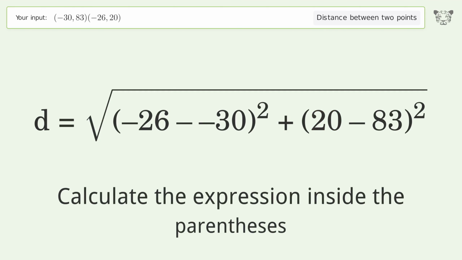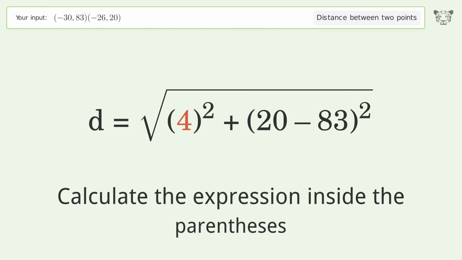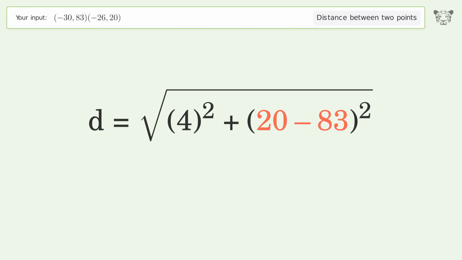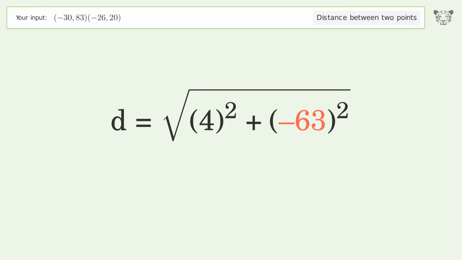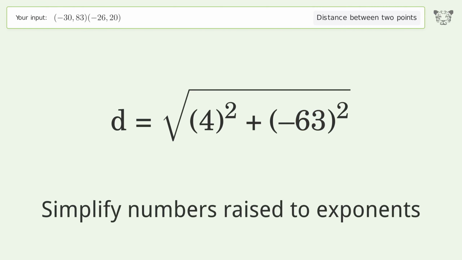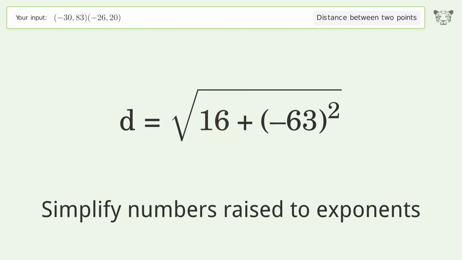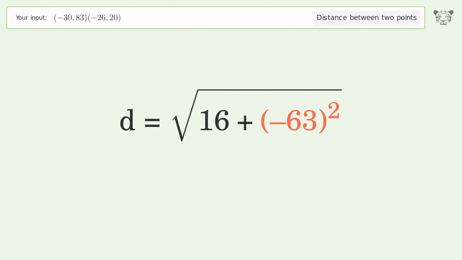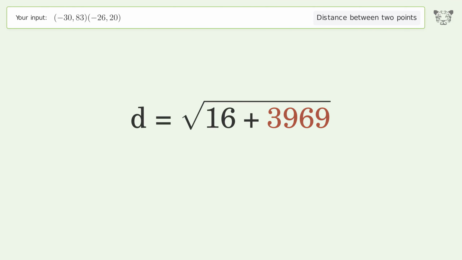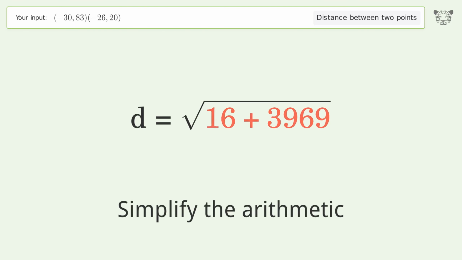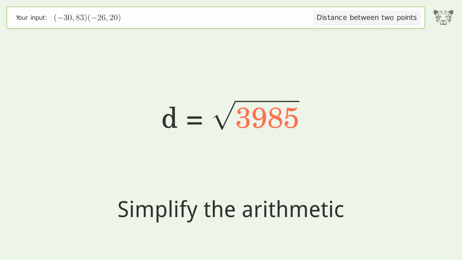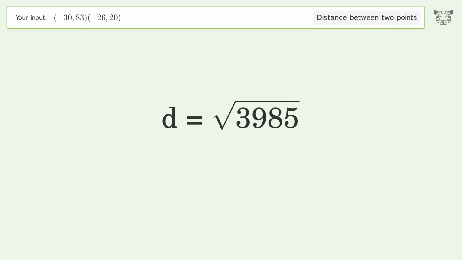Calculate the expression inside the parentheses. Simplify numbers raised to exponents. Simplify the arithmetic. And so the distance between the 2 points is the square root of 3,985 or 63.127.